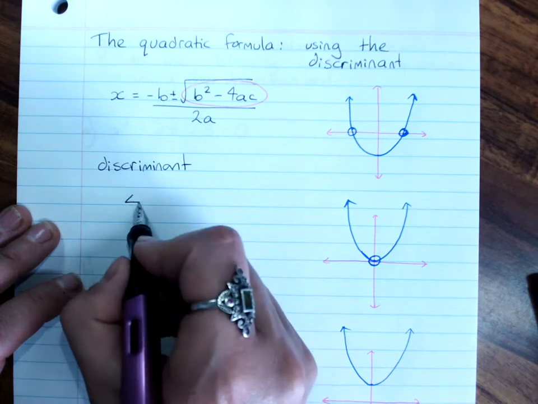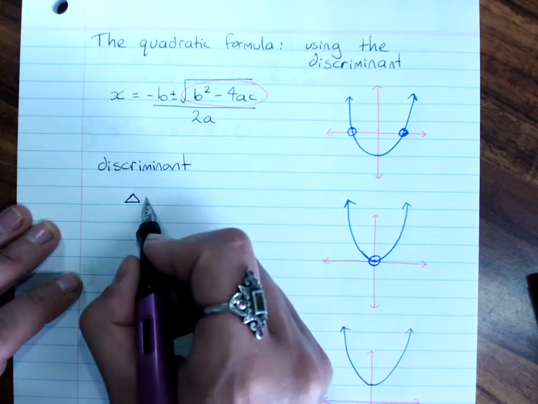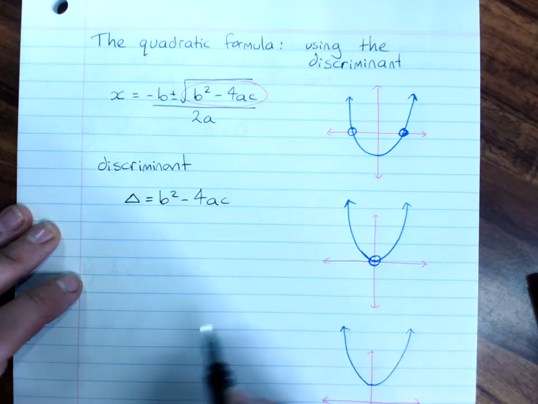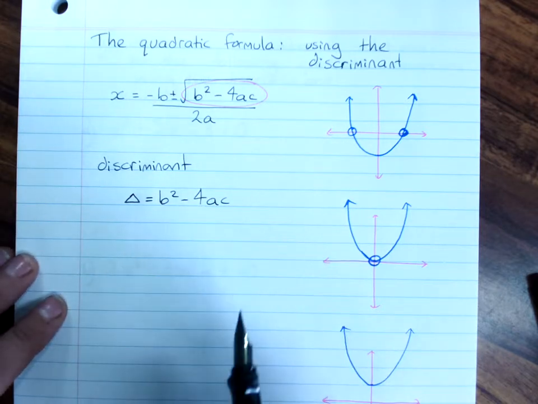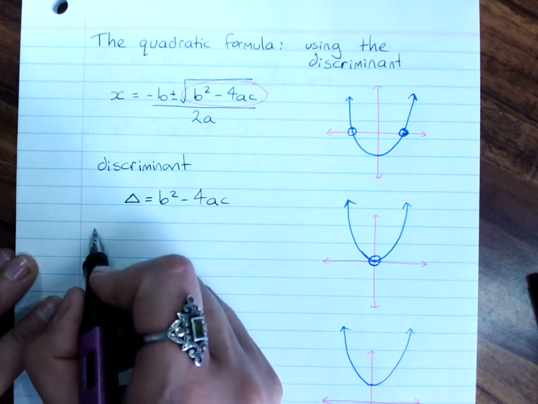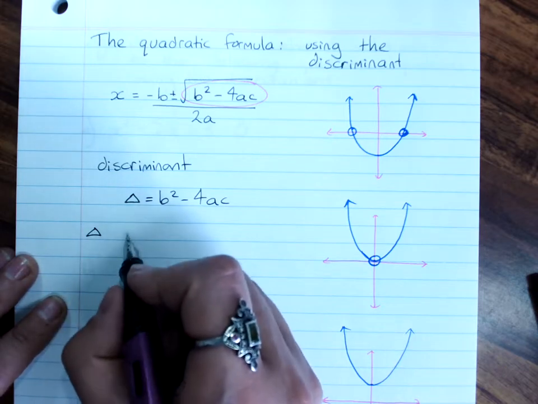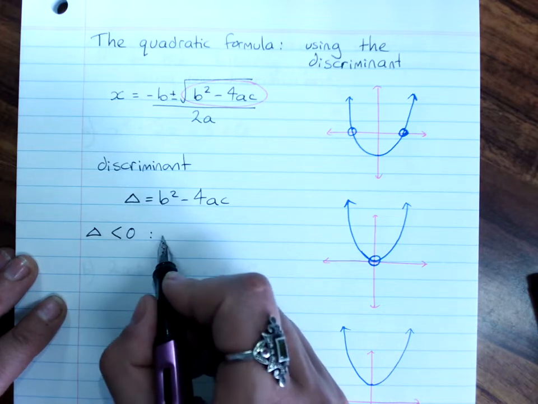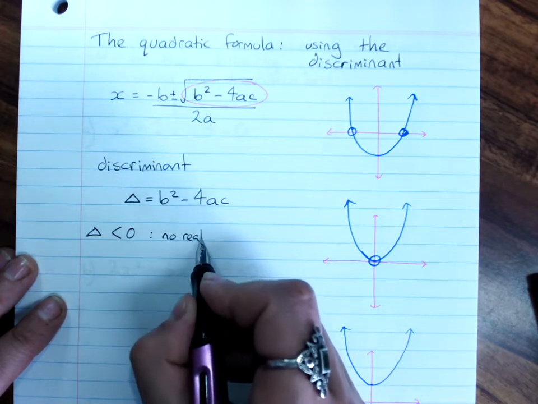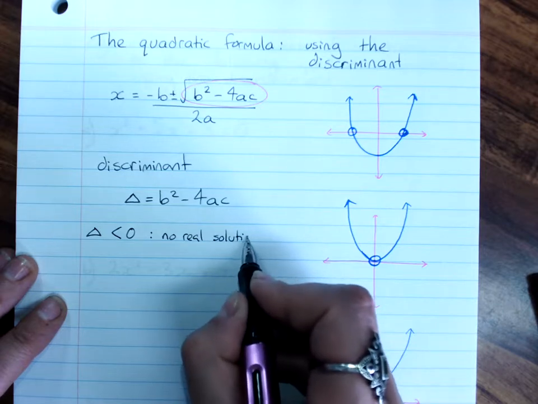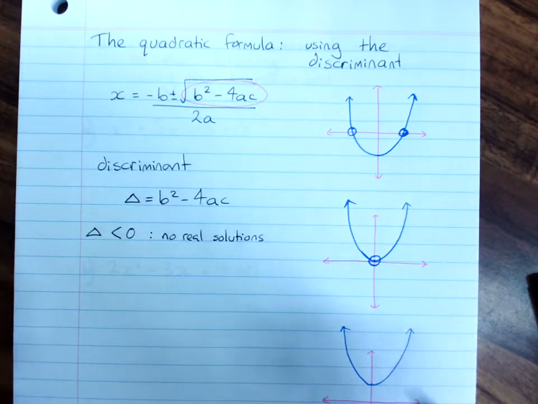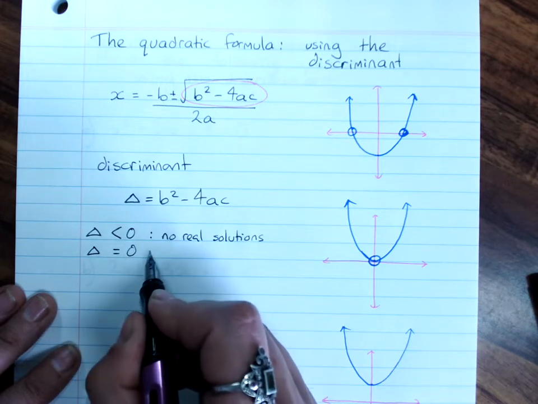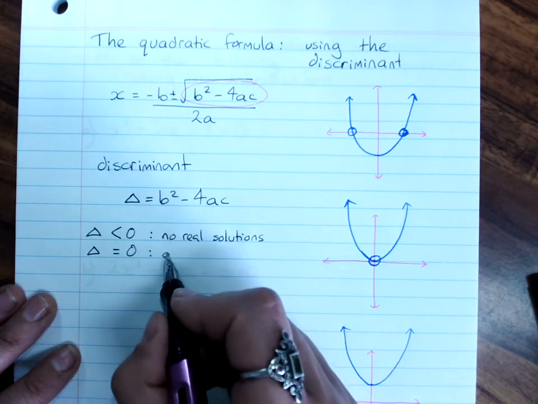Its symbol is that little triangle, which is delta, b squared minus 4ac. That's the discriminant. And if the discriminant is less than 0, there's no real solutions. And in a test, you'd say there's no solutions. If the discriminant equals 0, there's one real solution.